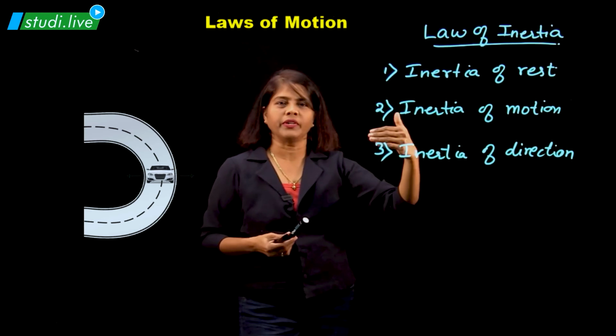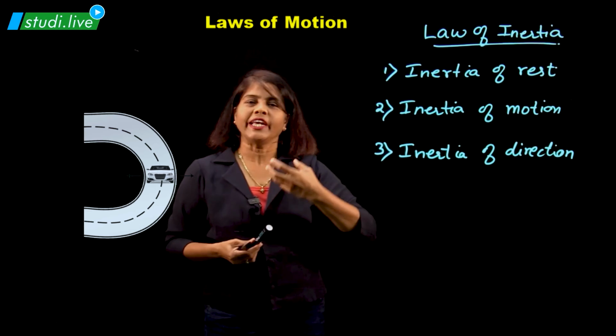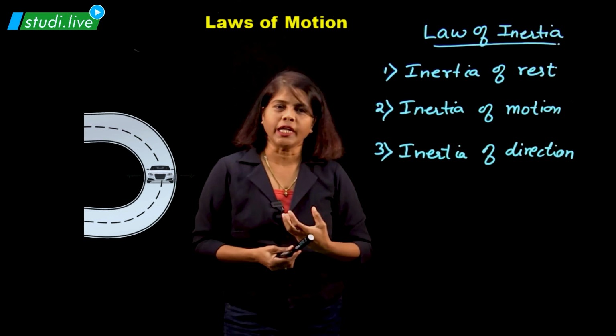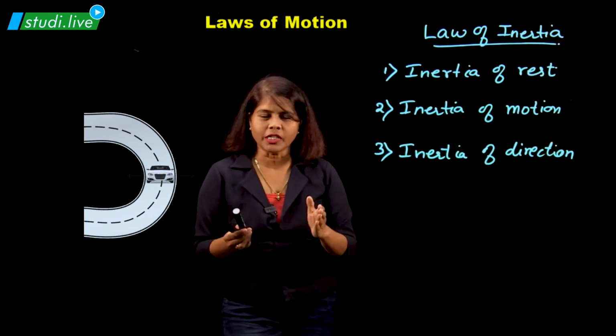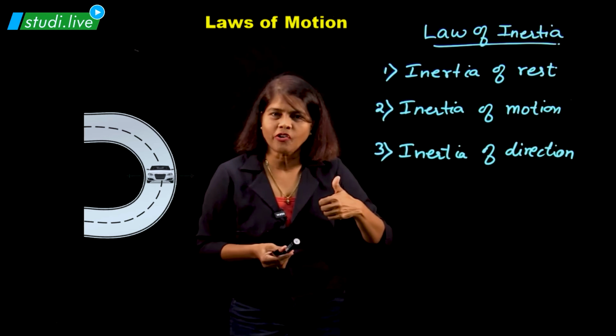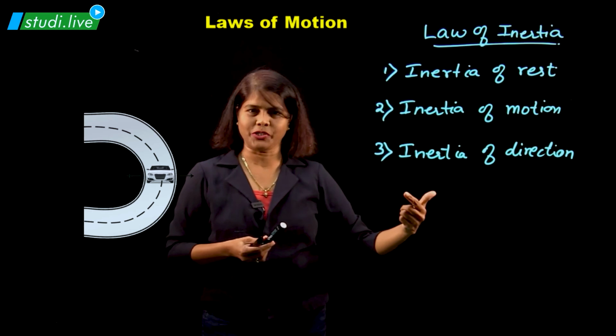So these are the different types. So how will you define inertia of direction? It is the inability of a body to change its state of direction. So students, I hope you have understood. We have studied Newton's first law of motion and the law of inertia, and of course the types of inertia.